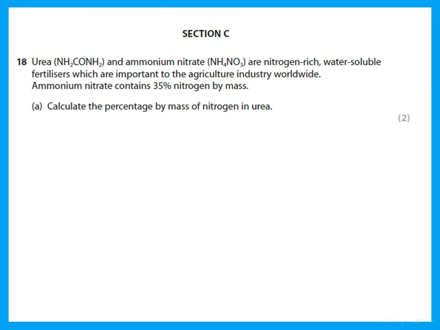This section says urea and ammonium nitrate are nitrogen-rich water-soluble fertilizers which are important to the agriculture industry worldwide. Ammonium nitrate contains 35% nitrogen by mass. Calculate the percentage mass of nitrogen in urea. Do you remember how to do that?